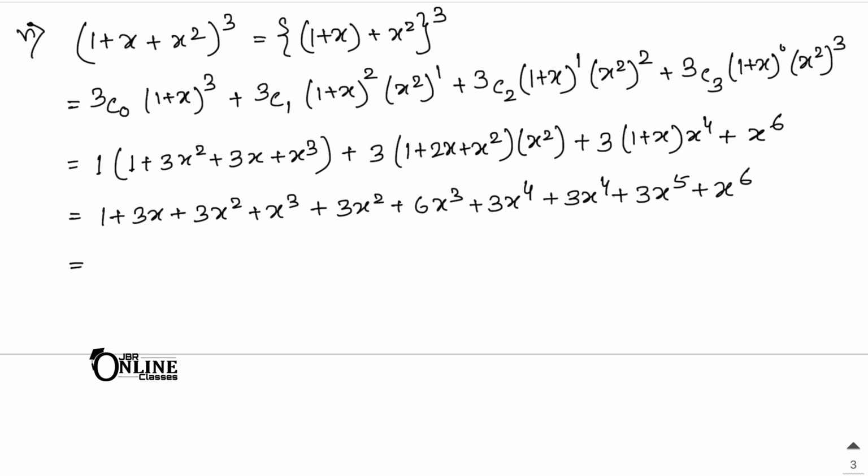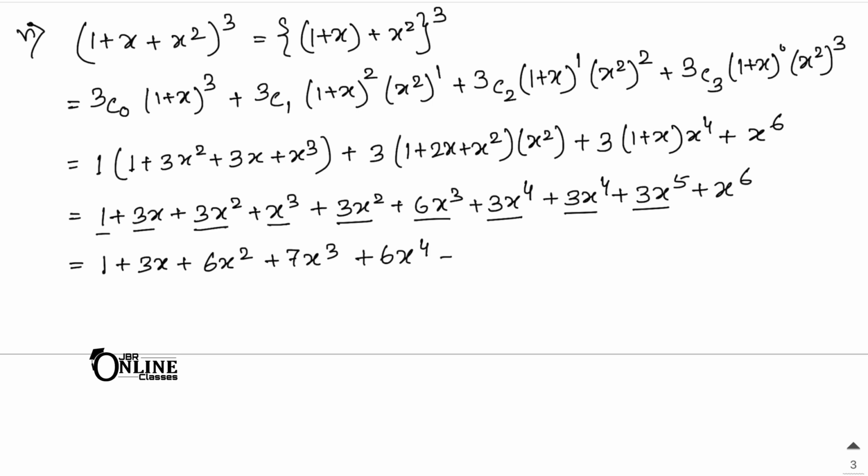So your final answer, it will be here 1 plus. Now as here 3x only, so write down here 3x. After that here 3x square. Okay, 3x square plus 3x square, it becomes 6x square. Then here x cube, 6x cube, okay, that becomes 7x cube. Then here 3x to the power 4, 3x to the power 4, that equals 6x to the power 4. Then 3x to the power 5 and the last one here x to the power 6. That is your final answer.